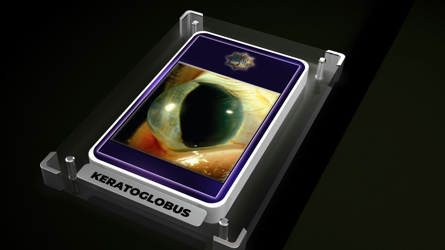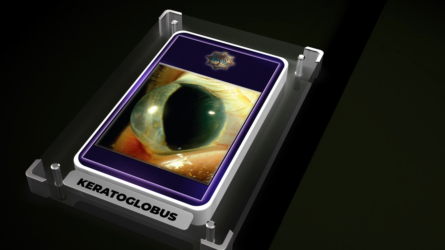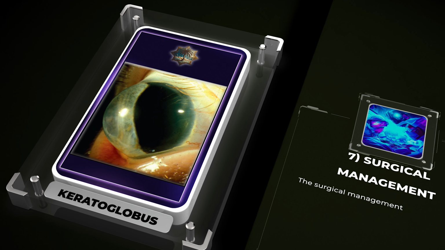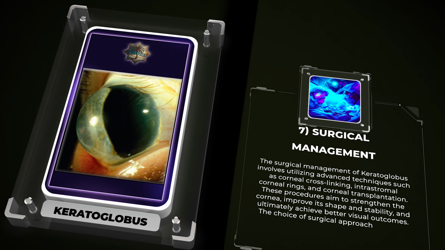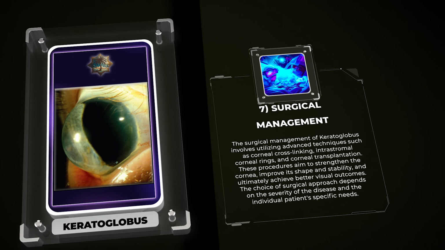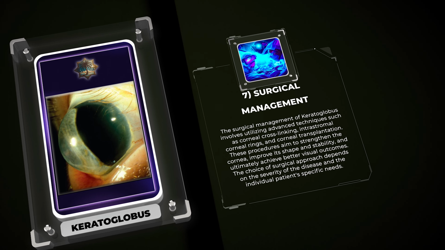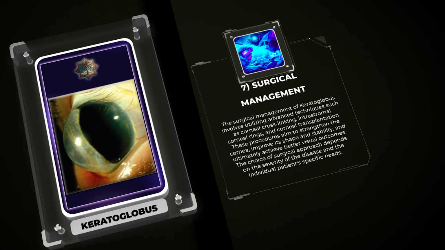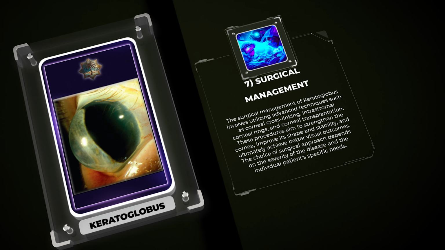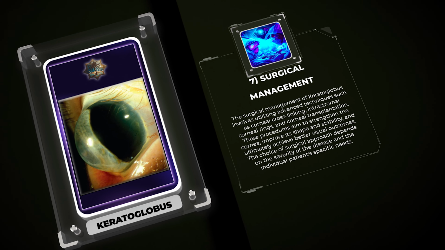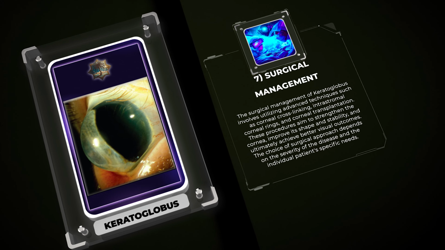The surgical management of keratoglobus involves utilizing advanced techniques such as corneal crosslinking, intrastromal corneal rings, and corneal transplantation. These procedures aim to strengthen the cornea, improve its shape and stability, and ultimately achieve better visual outcomes. The choice of surgical approach depends on the severity of the disease and the individual patient's specific needs.